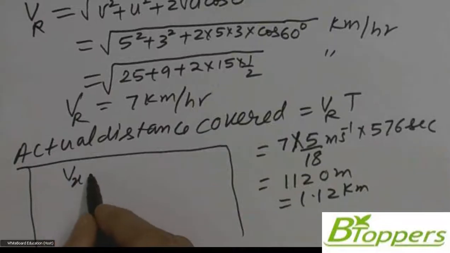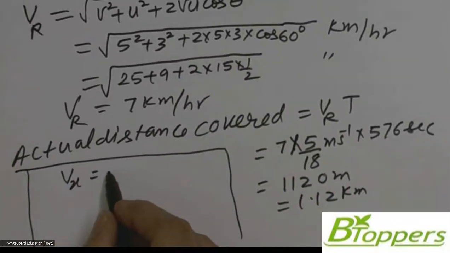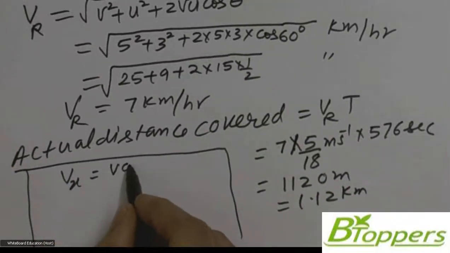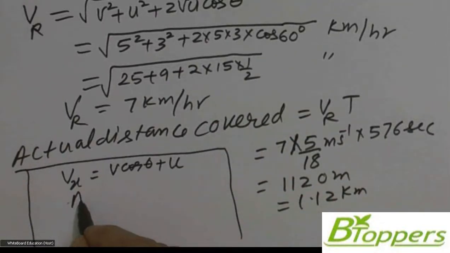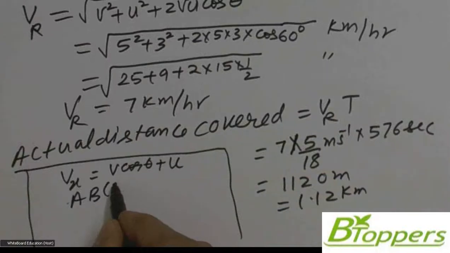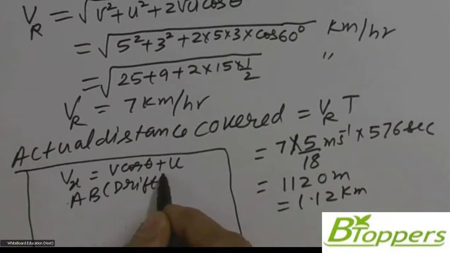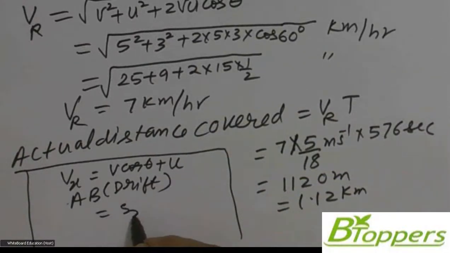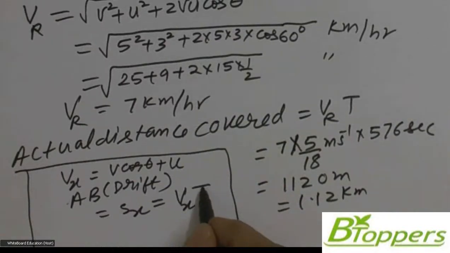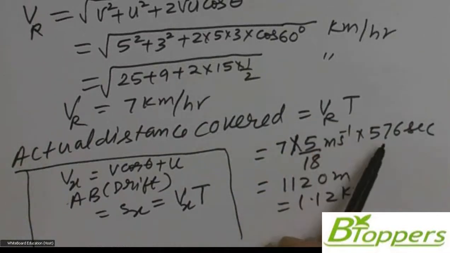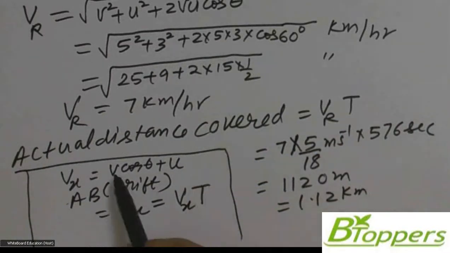The x component of the velocity is equal to V cos theta plus U. So the distance between the points A and B, which is called drift, is nothing but the displacement along the x-axis, which is equal to the x component of velocity into the time taken to cross the river. The time taken to cross the river is given as 576 seconds.